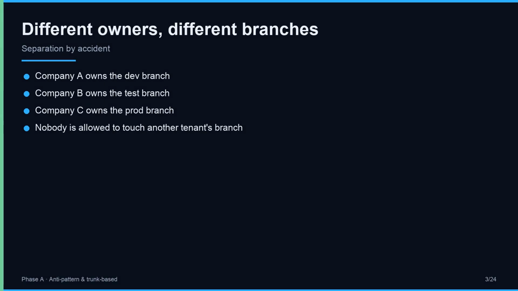Now add ownership. Often, different companies own different branches. Company A owns dev. Company B owns test. Company C owns prod. And nobody is allowed to touch another tenant's branch. This is where the pattern comes from. It grew out of a real need to keep teams out of each other's way. The intention is good. The execution is what hurts.